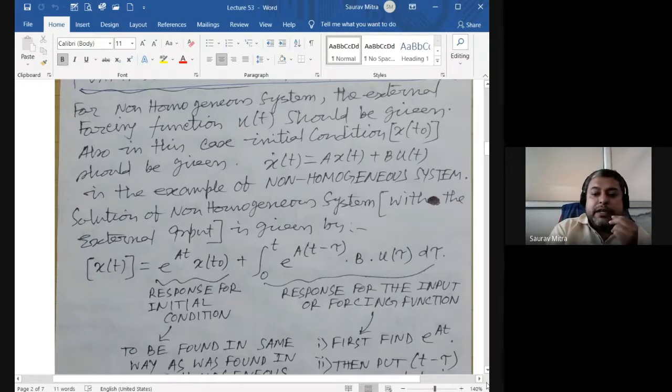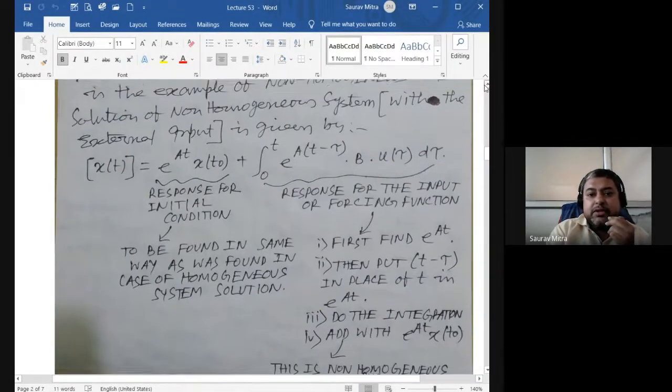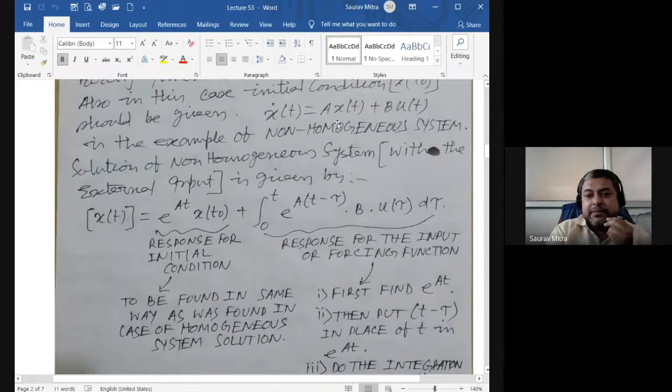And how to find the solution? The solution is x(t). If it's a two-dimensional matrix, that means two state variables, so this x(t) will be x1(t), x2(t). What is the system? x dot t is equal to Ax(t) plus Bu(t). And what is the solution? There is no differentiation here. This is x1(t) and x2(t), I have to find by e raised to At into x(t0). We have already found it. So this is the response for the initial condition, to be found in the same way as was found in the case of the homogeneous system solution.